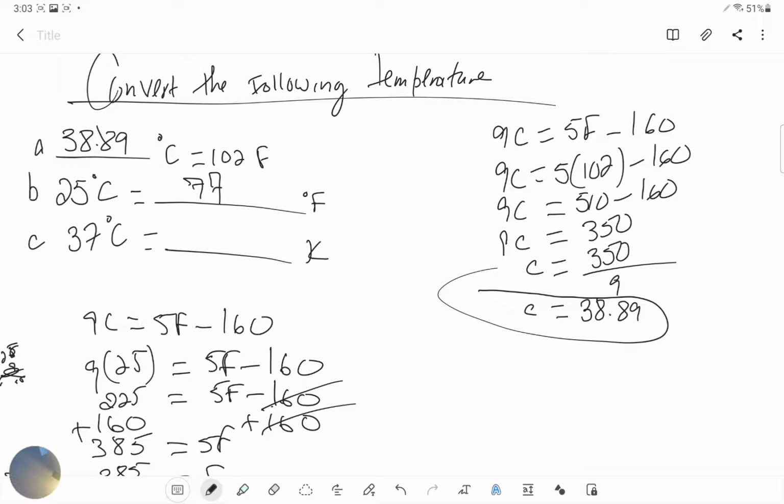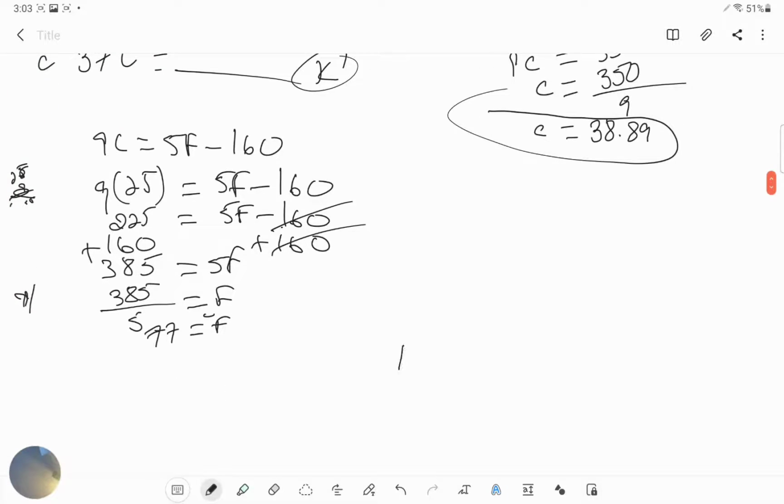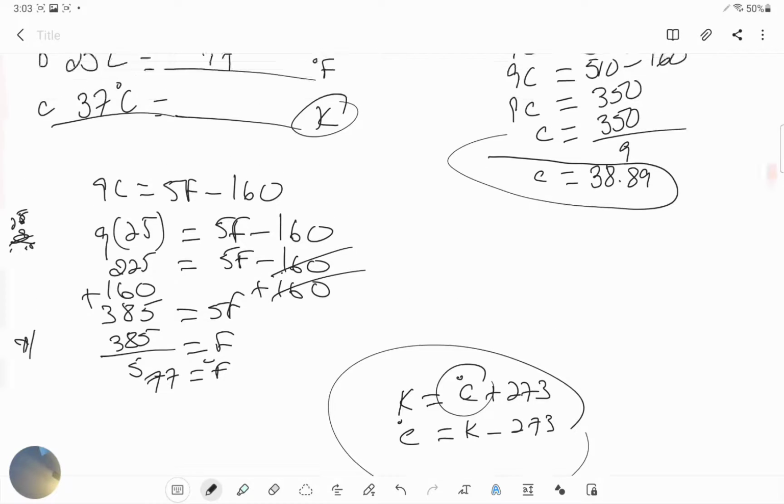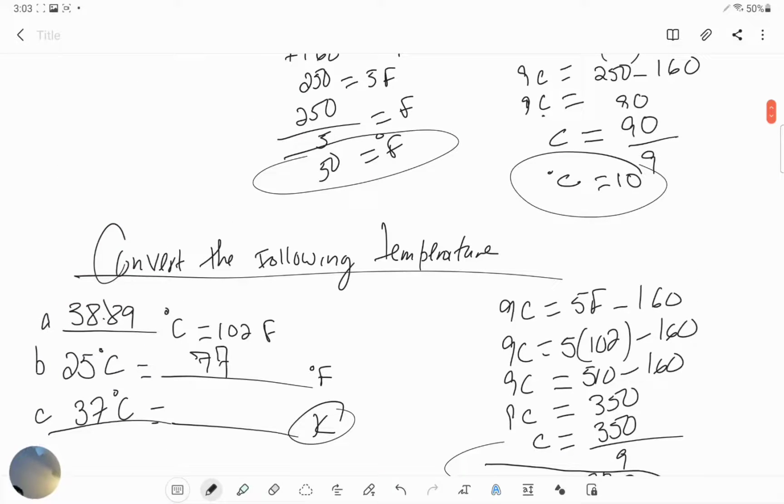All right, this is very simple. And for Kelvin, this is very simple too. The formula is: Kelvin is Celsius plus 273, and Celsius is Kelvin minus 273. You just plug in the 37 Celsius, and boom. So this is for temperature. Temperature is very easy.